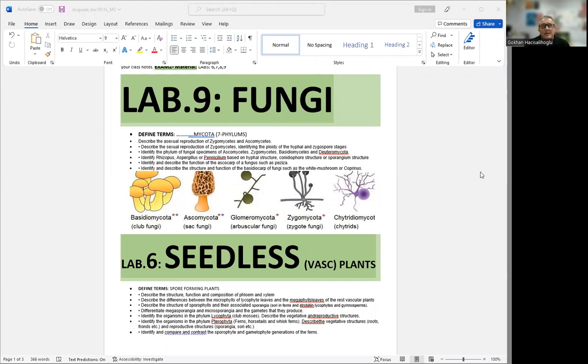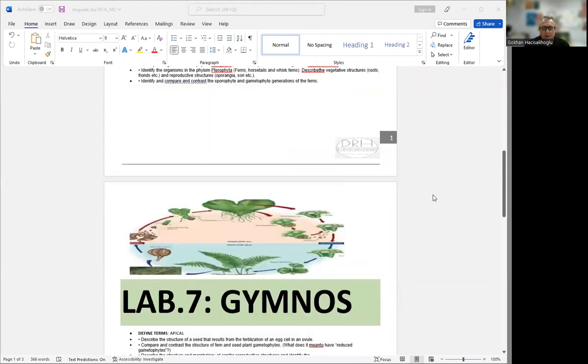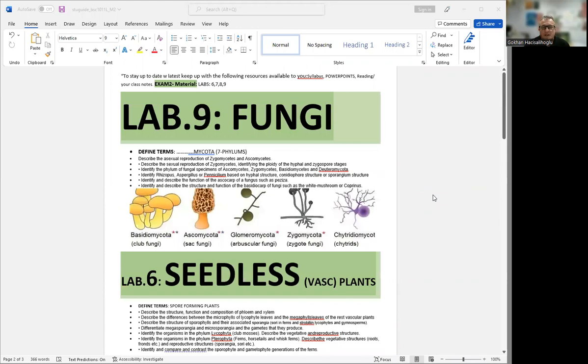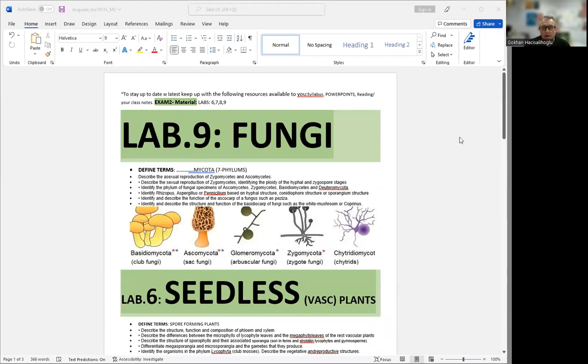This is Dr. Hasi, and today's topic is labs, BSc 1011 labs, starting with fungi, seedless vascular plants, gymnosperms, and angiosperms. So we start with lab 9, which is fungi. We know fungi from mushrooms, the best example. So mushrooms are probably the most well-known fungi.